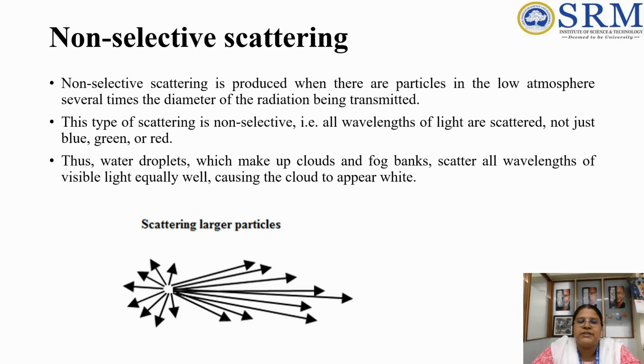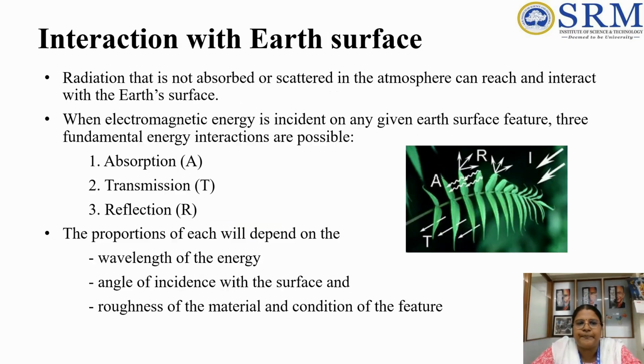And the third type is non-selective scattering, which is produced when the particles in the lower atmosphere have a larger diameter than the radiation beam transmitted. This is called non-selective scattering. That is, all the wavelengths of light are scattered, not just blue, green, or red. So the scattering will be higher. Particles like water droplets, which make up clouds and fog banks, scatter all the wavelengths of visible light equally well, causing the cloud to appear white.